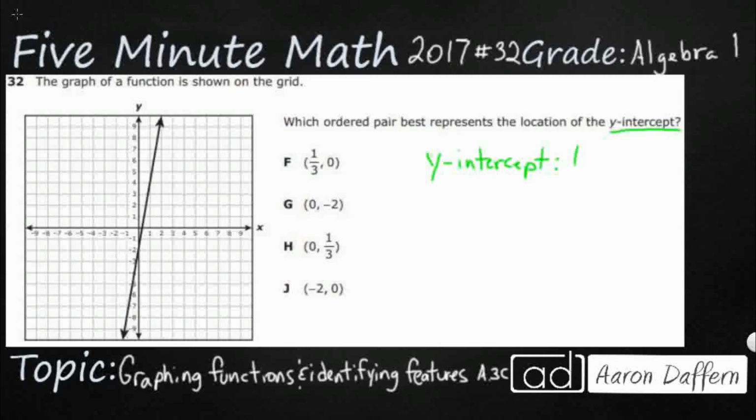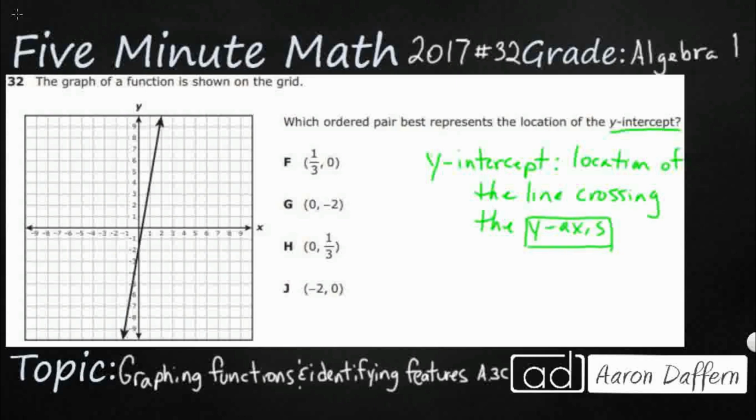So the y-intercept is the location of the line crossing, and when I'm talking about the line, I'm talking about the function here that's being graphed, the y-axis. So it is easy to remember. The y-intercept is where the line crosses the y-axis. Okay, so let's plot these 4 points.